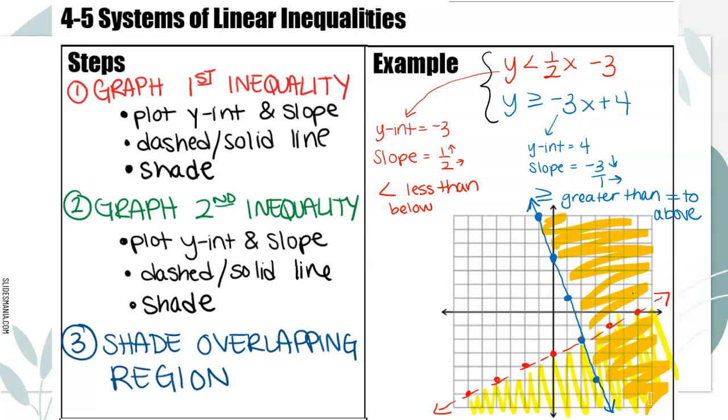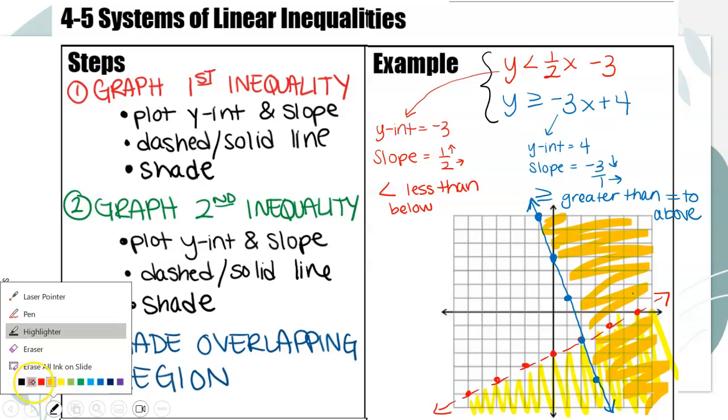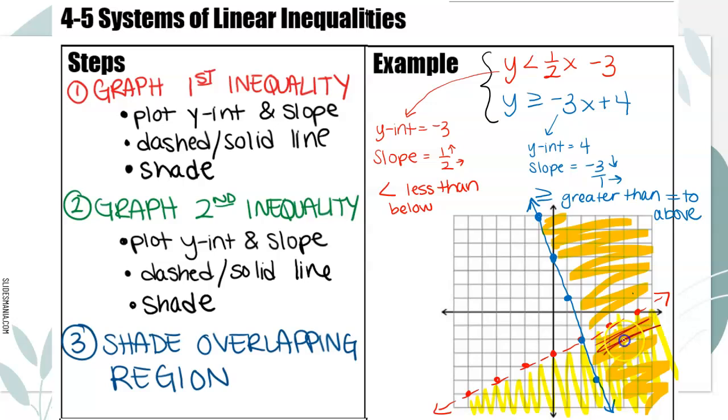Now, you'll probably notice that we have some overlap. That overlapping region is, in fact, our solution region where all of the solutions are at. So any point in this area would be a solution to both of those inequalities. If I just looked at the orange region, it's only going to work for the blue line. If I just looked at the yellow region, it's only going to work for the red line. But in this big scribbly mess that I have here, those are points that work for both lines.